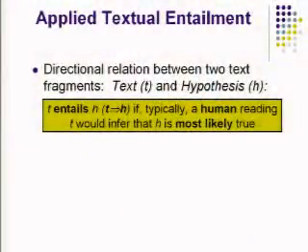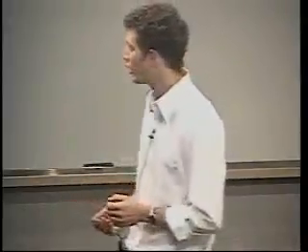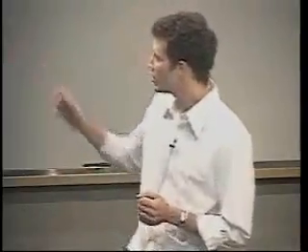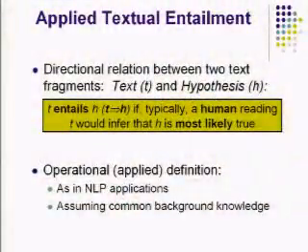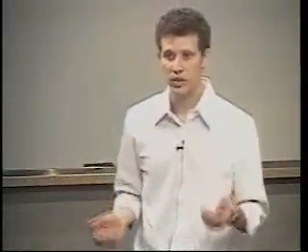But let's talk about where we use such entailment inference. But first, let's take a look at the definition. What we define as applied textual entailment is, of course, a relation. It's a directional relation between two text fragments, a text and a hypothesis. And we'll say that the text entails the hypothesis if typically a human reading the text would infer that the hypothesis is most likely true. So as we can see, this is an operational definition. We've got "most likely true." It's a bit vague. But if we think about it, it's how we humans actually perform inference.